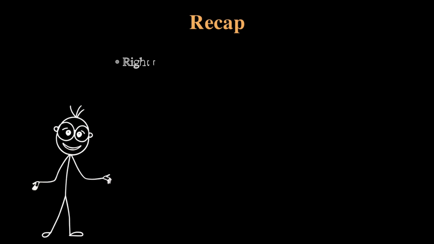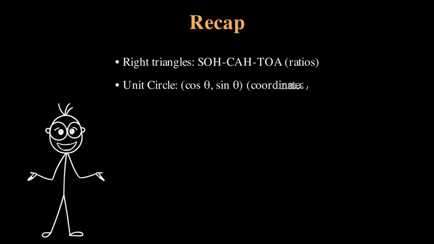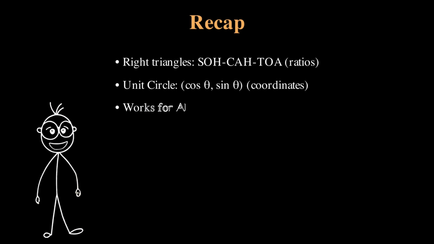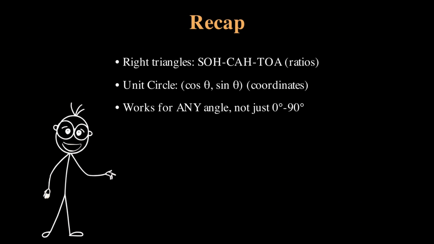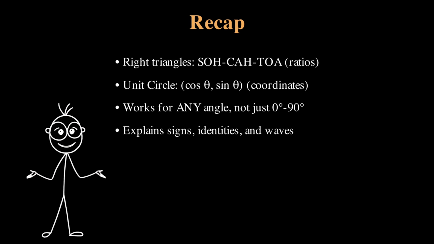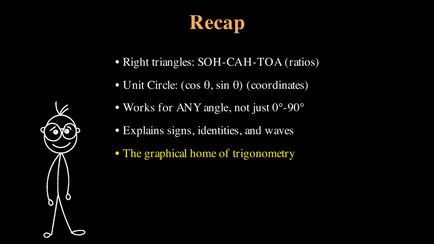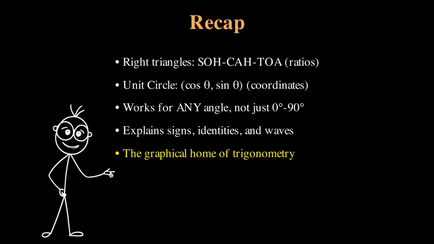So let's recap. In right triangles, trig functions are ratios of sides, SOH-CAH-TOA. On the unit circle, they become coordinates of a point, (cosine theta, sine theta). The circle frees us from the 0 to 90 degree limit, allowing definitions for any angle. It naturally explains signs, identities, and waves. The unit circle isn't a new set of rules, it's the natural, graphical home of trigonometry.